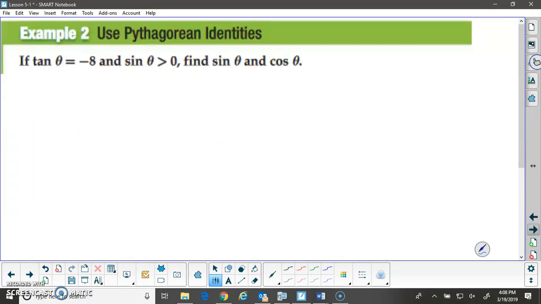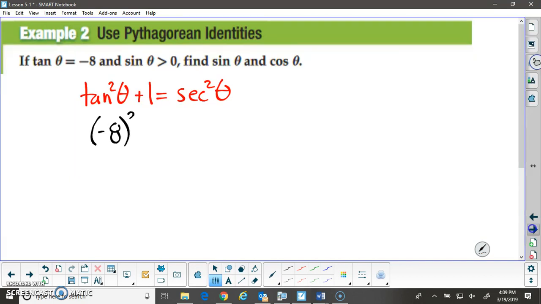So we're going to use those on example 2. Example 2 tells us the tangent of theta is equal to -8. It tells us the sign is positive, and we have to find the sine and the cosine. Well, the Pythagorean identity that I would like to use is tangent squared of theta plus 1 equals secant squared of theta. So if we take the given information, we can put -8 into this, and we should be able to come up with the secant value. So we're going to get 65 equals secant squared.